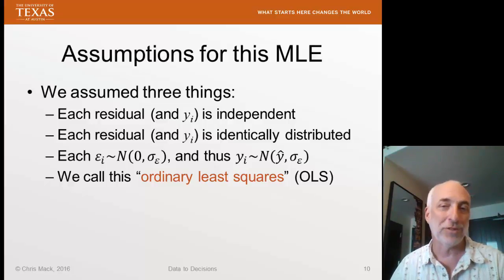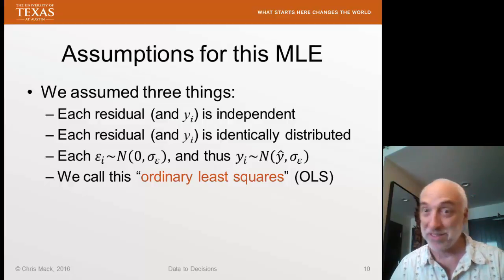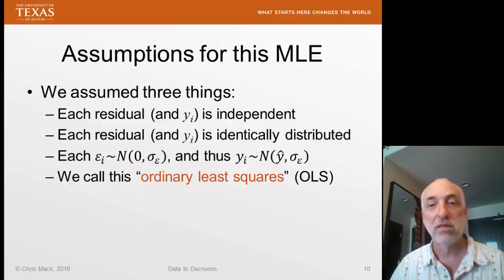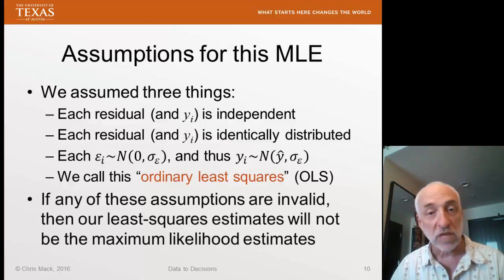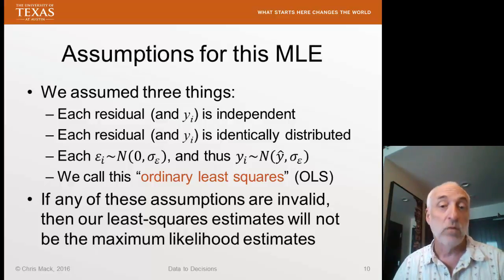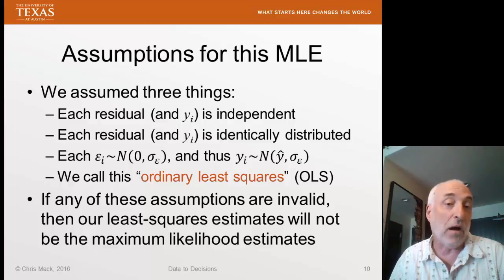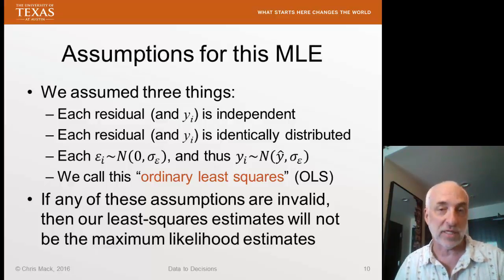A lot of what we're going to do in the course is to figure out what to do when some of these assumptions are not true, and we need to rethink our meaning for a best estimate. If any of these assumptions are invalid, the consequence will be that the least squares estimates aren't equal to the maximum likelihood estimates.